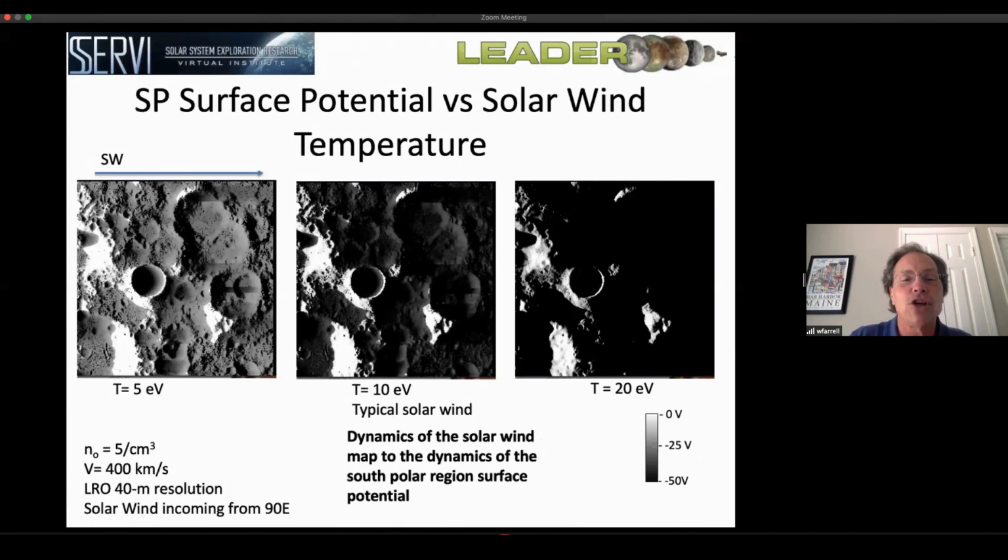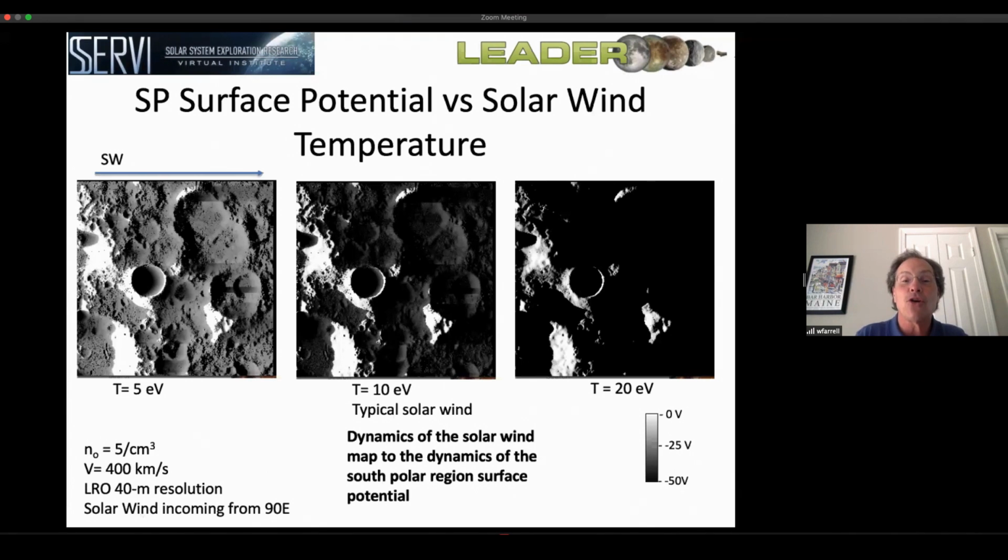Given these models, you can do other things, like adjust the plasma temperature. For example, in the middle here, you have the typical solar wind of 10 electron volts. In plasma, we talk about temperatures in terms of electron volts. Each electron volt is 11,600 degrees Kelvin. So you're talking about 100,000 degrees Kelvin for the plasma, right? Not the surface, the plasma. It really represents the width of the distribution.